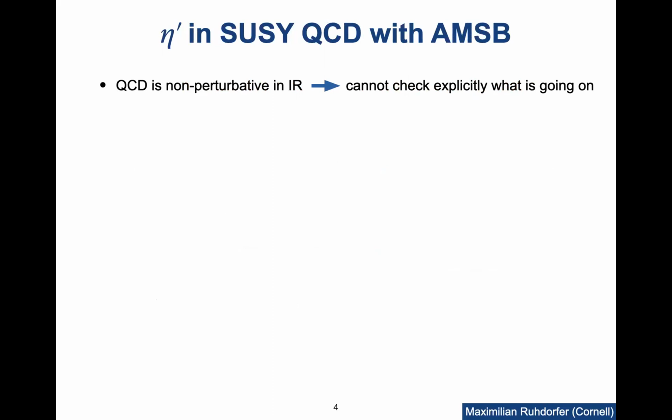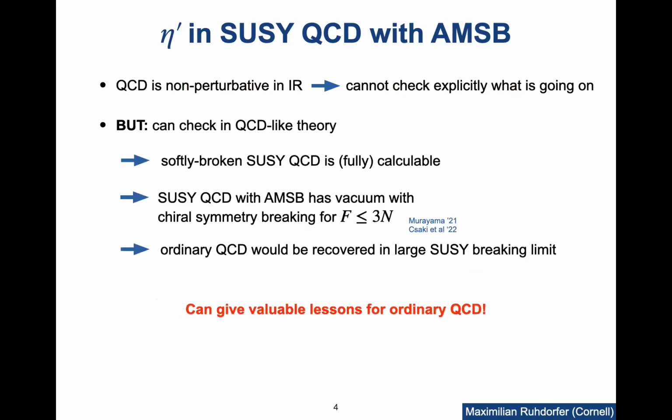So in principle, you would like to see this explicitly, not only from a large N limit, and check it explicitly in QCD, but unfortunately, QCD is strongly coupled, so we cannot do that. We cannot really check what is going on. So we tried to do the next best thing, to check in a theory which is QCD-like, which is as close to QCD as we can get. And in our case, we looked at softly broken supersymmetric QCD, broken through anomaly mediation.